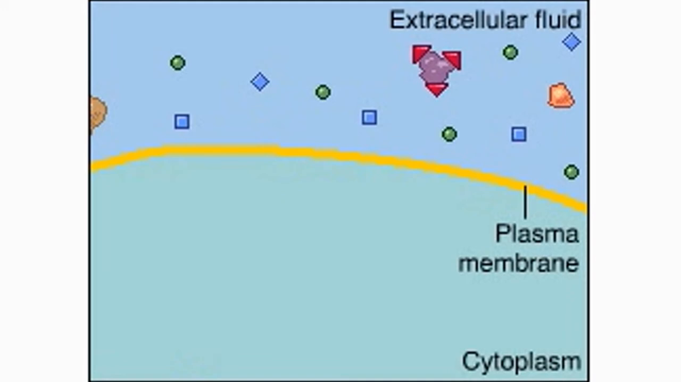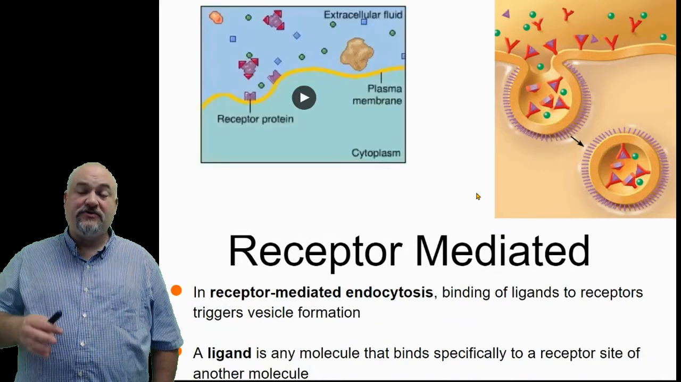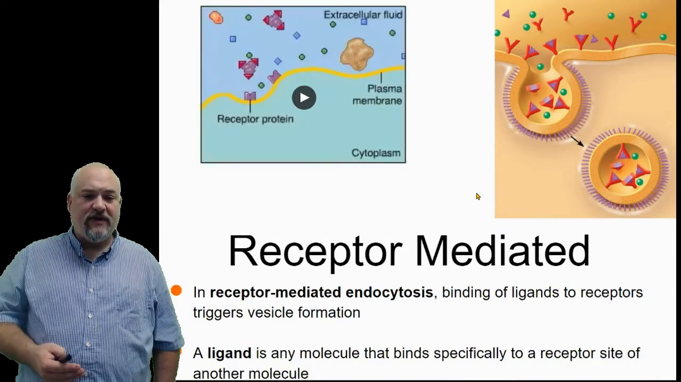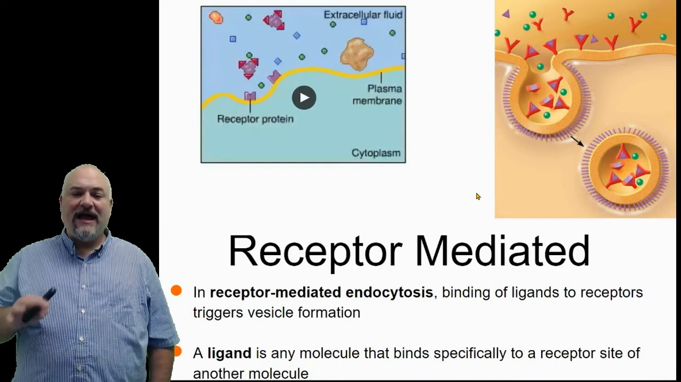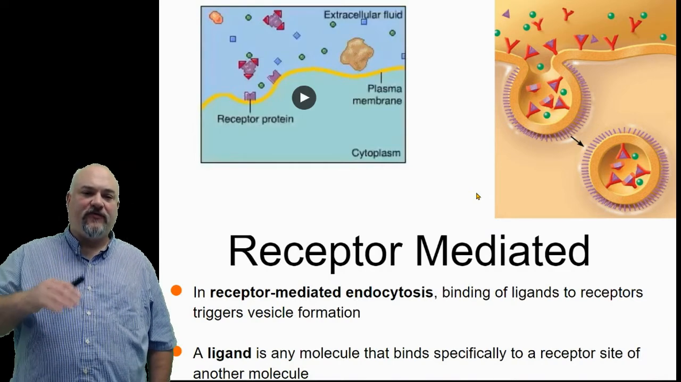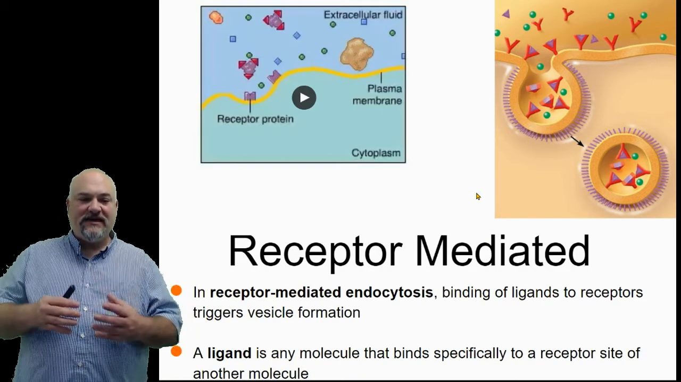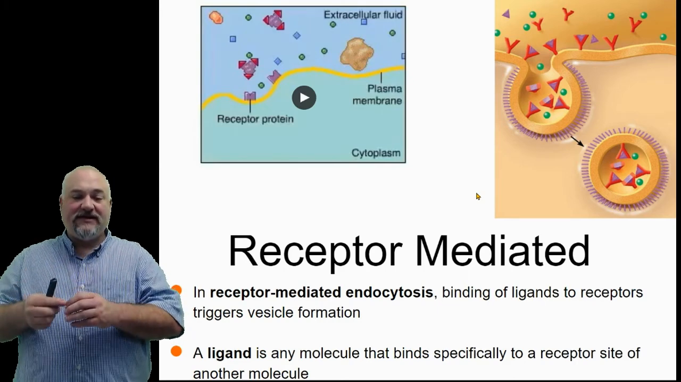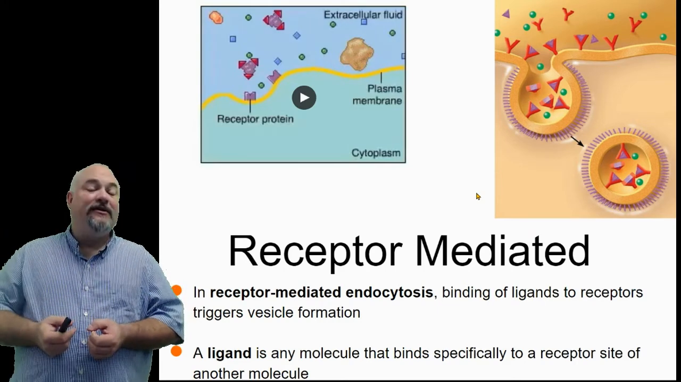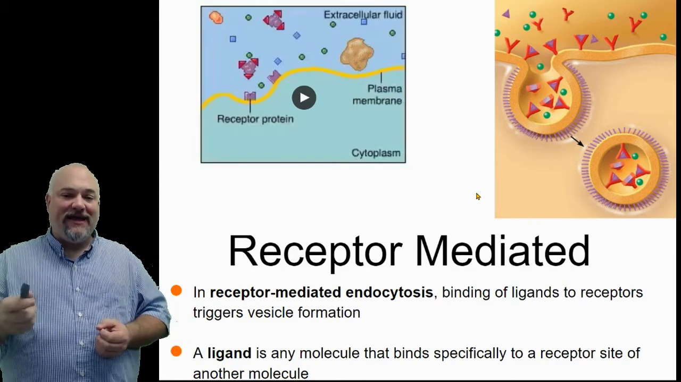And the last one I want to discuss is receptor-mediated transport, or endocytosis. And here we've got binding of ligands to receptors triggers vesicle formation. So basically, we've got a signal that binds specifically to a certain receptor, and it says, hey, open up and let us in. Okay, it's the lock and the key.